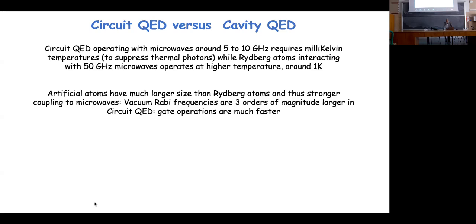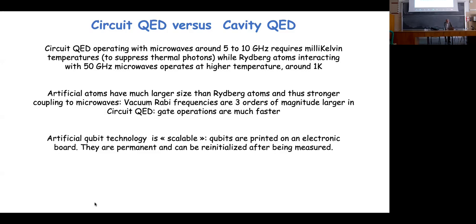This I already said, artificial atoms have much larger sizes than Rydberg atoms and a stronger coupling to microwaves. Vacuum Rabi frequencies are 3 orders of magnitude larger in Circuit QED, and the gate operations are of course much faster. Another difference, of course, is artificial qubits are scalable. They are imprinted on a board, and so they can use all the technology of condensed matter physics, of solid state physics. Our qubits are flying across the cavity, so it's not very convenient for an application.